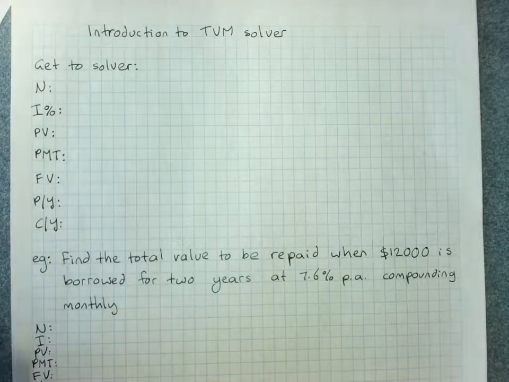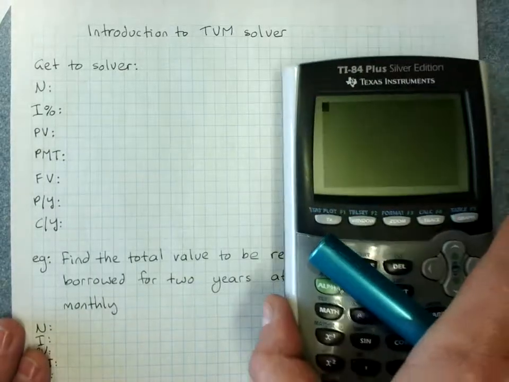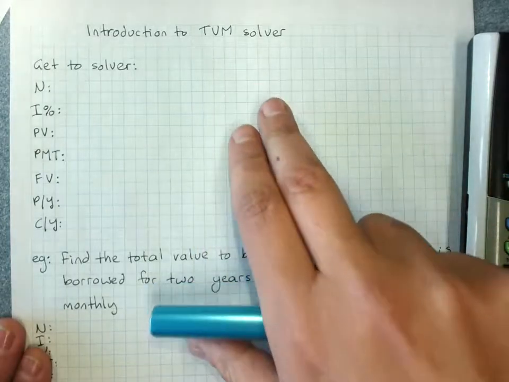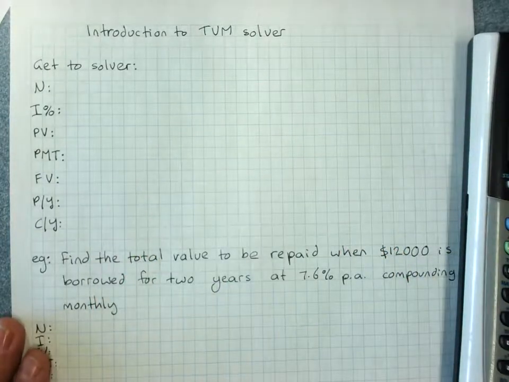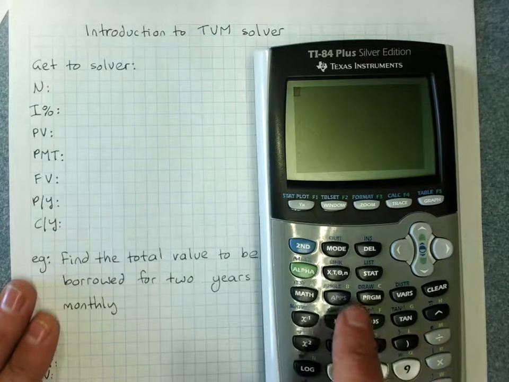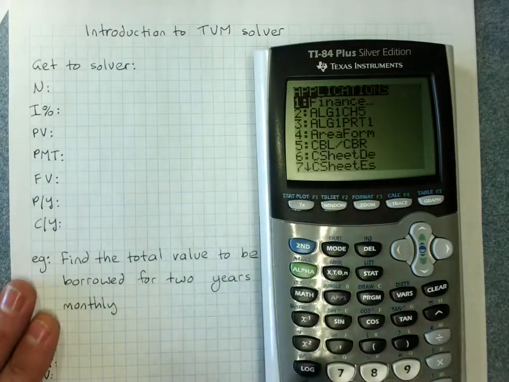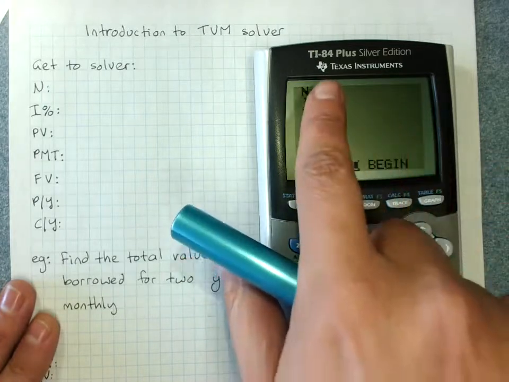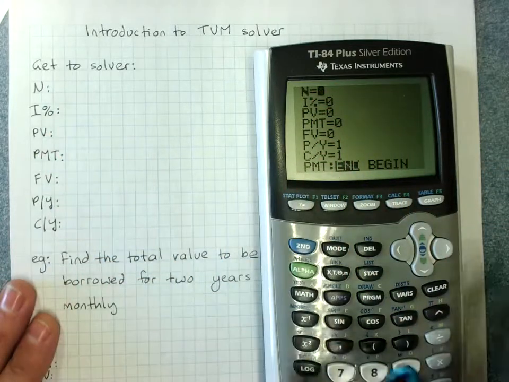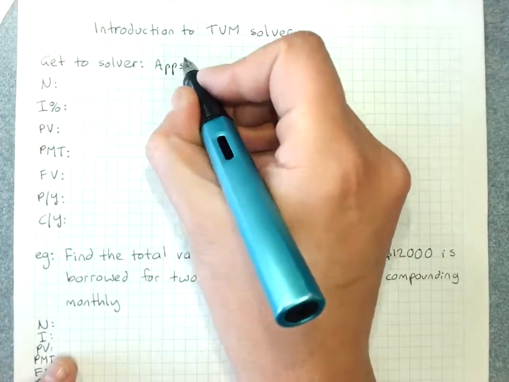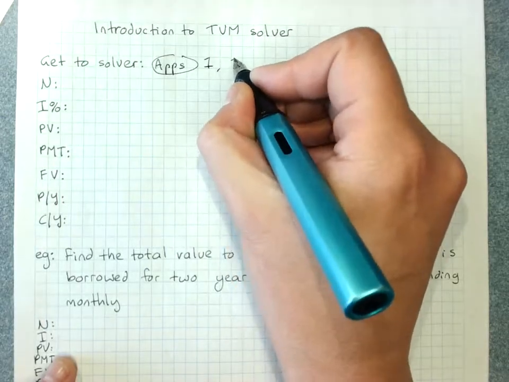The TVM solver on your graphics calculator is incredibly useful. We are going to use it for things like mortgages, but we'll start with just compound interest, so without extra repayments, to see how it works. So to get to the solver, the apps button, and then just one for finance and one for TVM solver. And the display that you get, as you see, looks like this. So we'll write that in, the apps button, 1, 1.